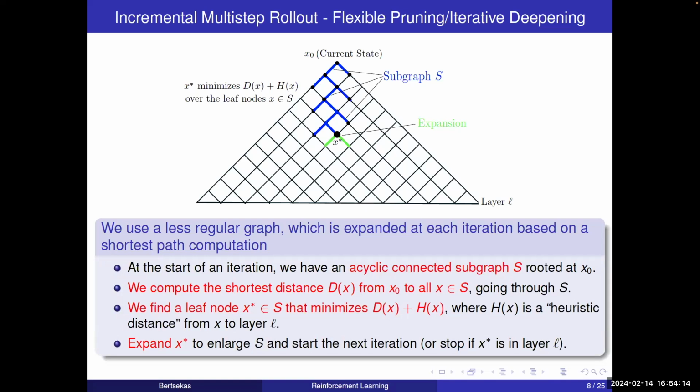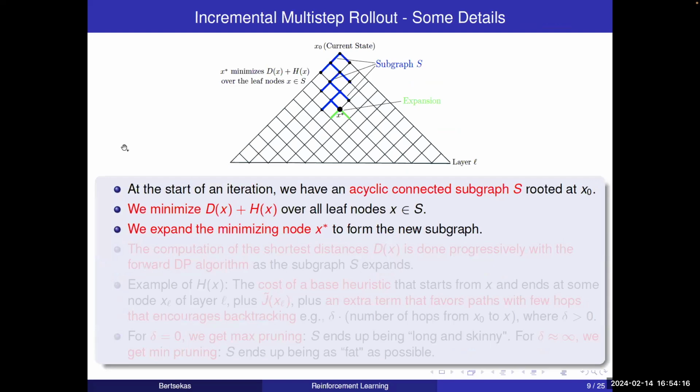So let's look at this in a bit more detail. Okay, so I'll repeat this. At the start of an iteration, we have this acyclic connected subgraph S rooted at x0, and we minimize the sum of the shortest path from x0 to x plus this heuristic distance to the layer L over all of the leaf nodes, and we expand the subgraph by choosing the node that minimizes this distance and adding the leaves corresponding to its controls to form a new subgraph.